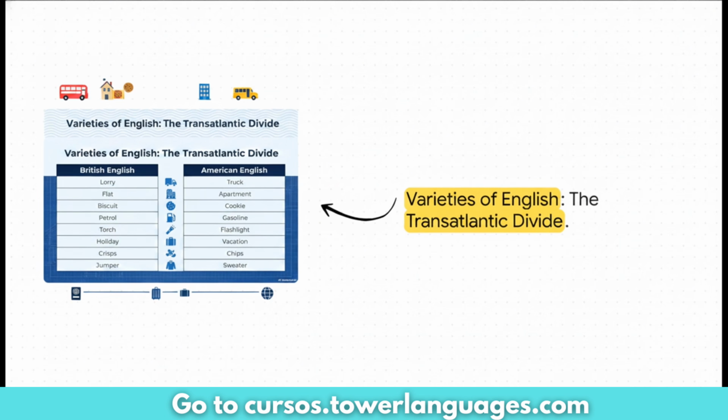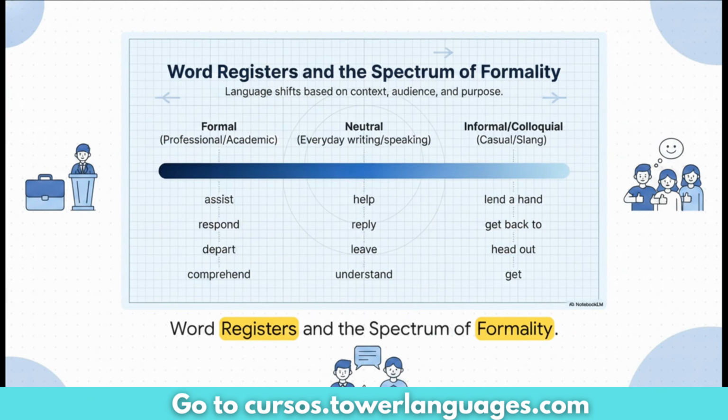To wrap up this section, students must learn that language constantly shifts based on context, audience, and purpose. We call this spectrum word registers. You move from formal, professional words like assessed down to neutral, everyday words like help, all the way over to informal or colloquial slang like lend a hand. Teaching these registers ensures your students aren't just grammatically correct, but also socially appropriate for whatever situation they find themselves in.